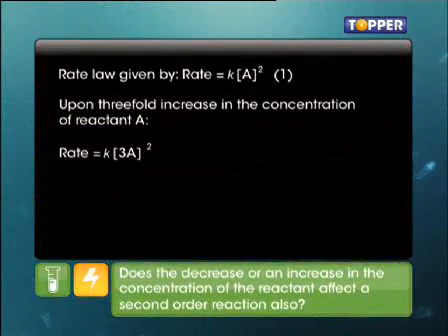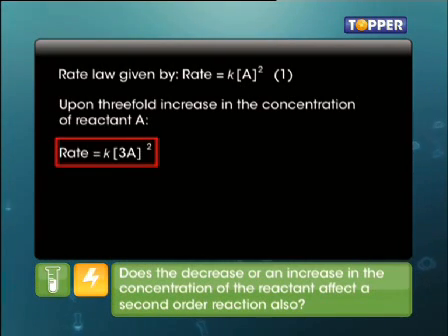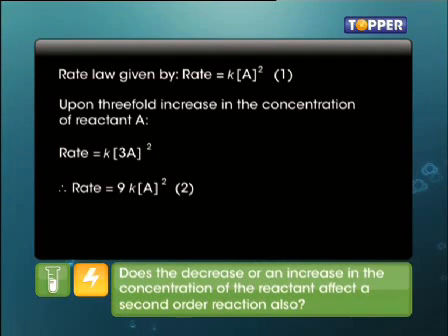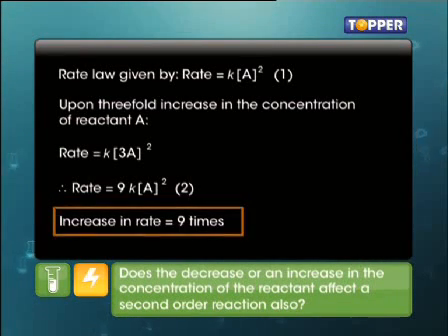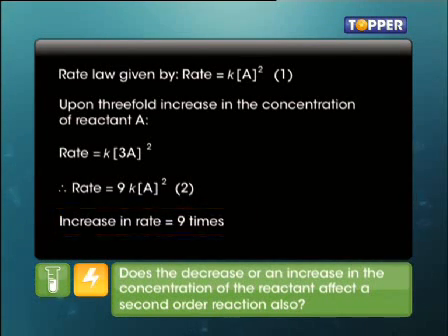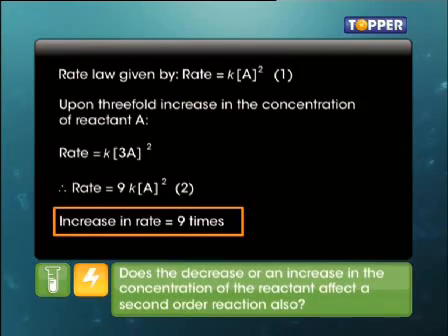Let us assume that if the concentration of reactant A increases threefold, then the new concentration becomes 3A. As a result, the new rate becomes k multiplied by (3A) squared. This can also be expressed as 9kA squared. From this, it is clear that the rate increases 9 times for a threefold increase in concentration.